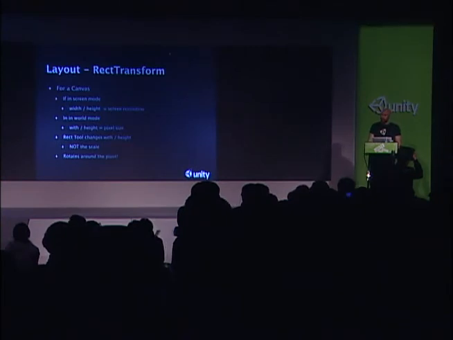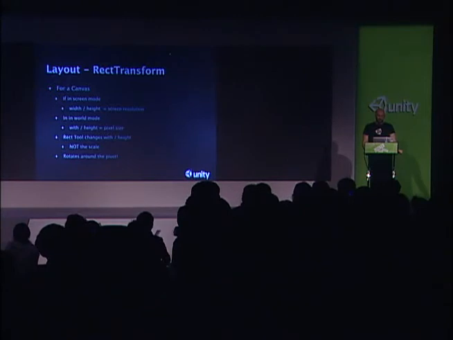So let's have a look at how this works in more detail. For a canvas that's in screen space mode, the width and height will always be the screen resolution. If the canvas is in world space mode, you manually specify the width and height. What this means is you specify how many pixels wide and how many pixels high you want the canvas to be, because in the GUI system as it currently stands, one world unit maps to one pixel.